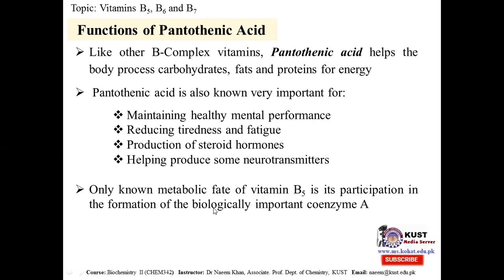The only known metabolic fate of vitamin B5 is its participation in the formation of the biologically important coenzyme A. Coenzyme A is an important carrier in the electron transport chain. It carries electrons from one molecule to another, and in this way the energy released is used for the phosphorylation of ADP to ATP.